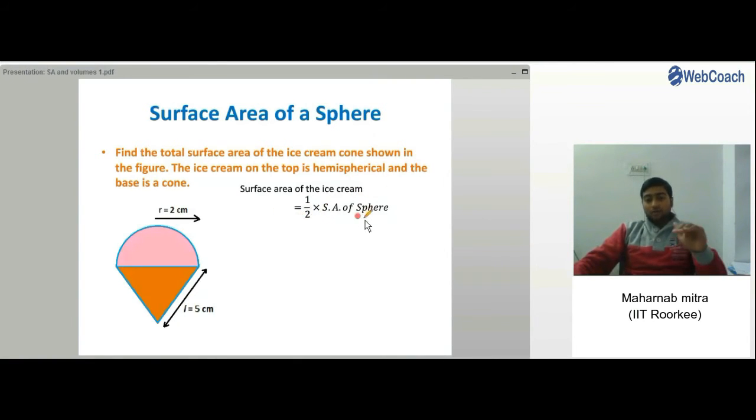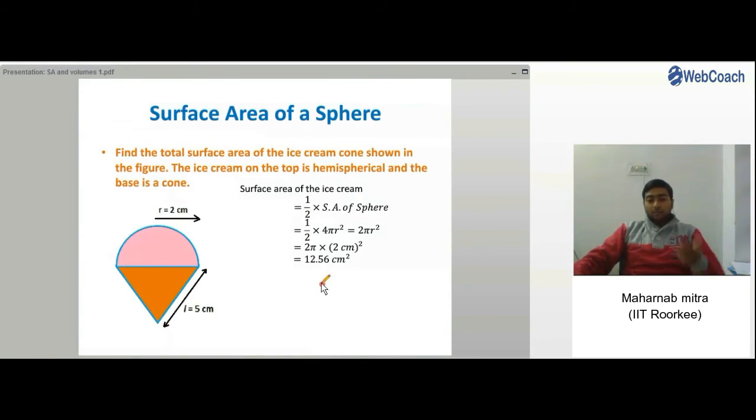Surface area of the ice cream we get as half into the surface area of a sphere, right? And why is that? This is because if the full sphere was there, we would have taken the full surface area. Now we are left with only half of the surface. So for a hemisphere, the surface area is half into the surface area of a sphere, which is half into 4 pi r square, which is nothing but 2 pi r square.